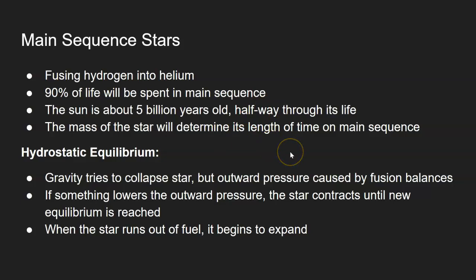Now, there's something called hydrostatic equilibrium. So what happens is gravity is pulling things together, and it tries to collapse the star. There's an outward pressure caused by fusion. All these atoms that are hitting each other actually push outwards. And what happens is the star hits an equilibrium, or a balance. If something lowers the outward pressure, so for some reason it's not being pushed outwards, the star contracts and will be smushed in until a new equilibrium is established. The same thing will happen if it expands. If the star starts to run out of fuel, it will start to expand.